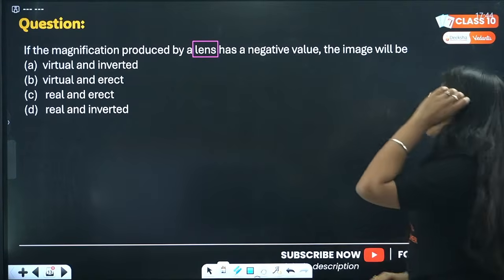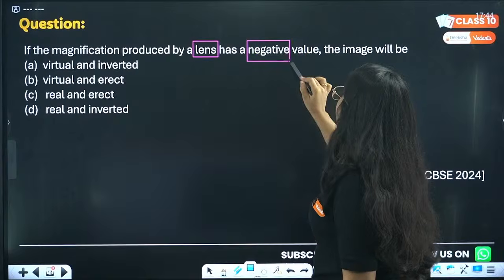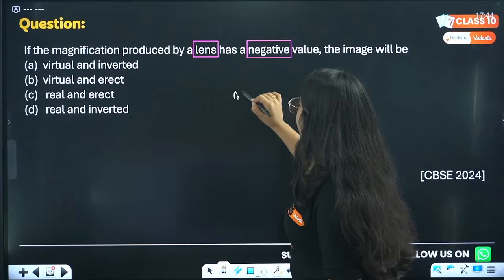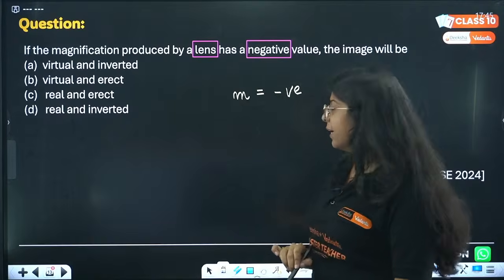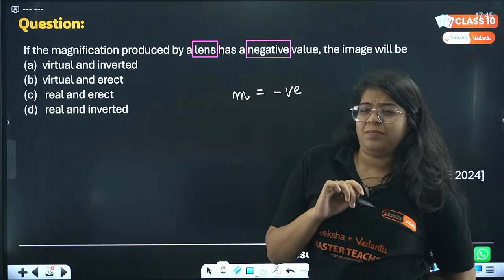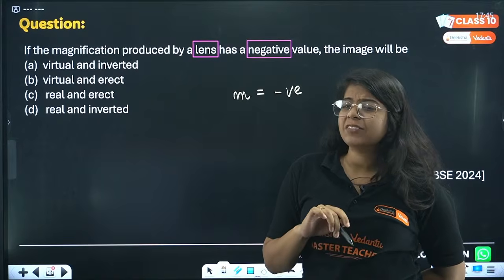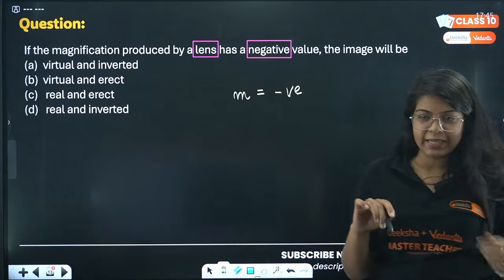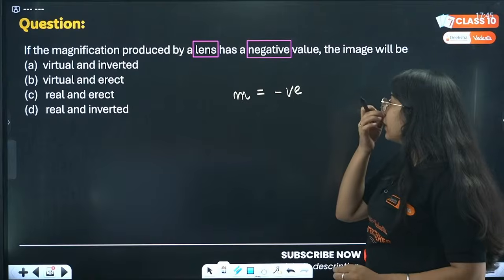If the magnification produced by a lens has a negative value, then the image will be: A, virtual and inverted; B, virtual and erect; C, real and erect; D, real and inverted. We are given that magnification has a negative value. Duggal ji is saying D, real and inverted. Senthil is saying B, virtual and erect. Sachin answered D. Renu is saying B. Okay, guys.